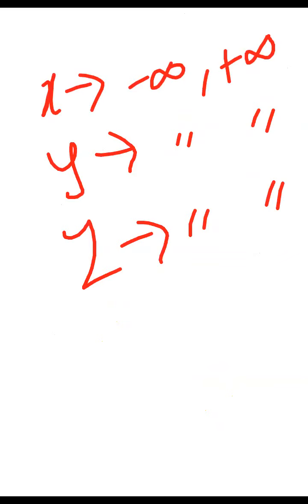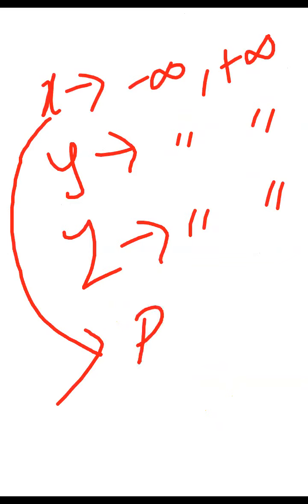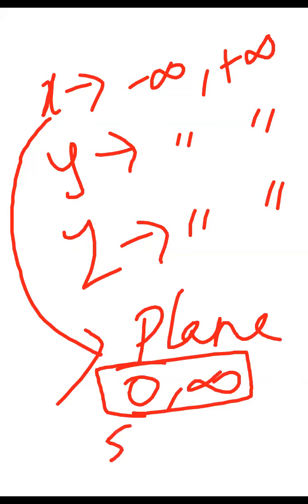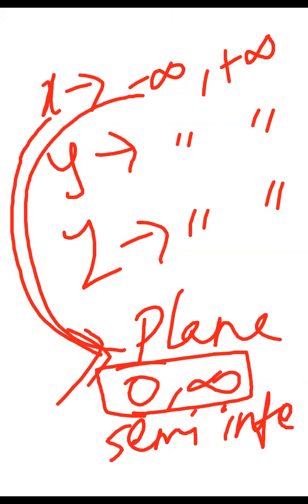If something goes from minus infinity to plus infinity, say for example a plane that extends from minus infinity to plus infinity, that is called an infinite plane, because the plane is going up to infinity. Suppose in some cases the plane is extended from 0 to infinity only, not from minus infinity to plus infinity. In those cases, that plane is called a semi-infinite plane.